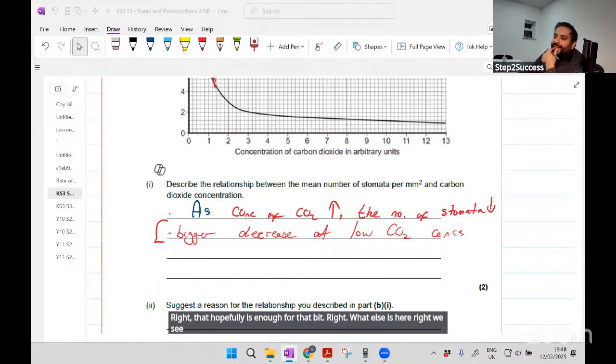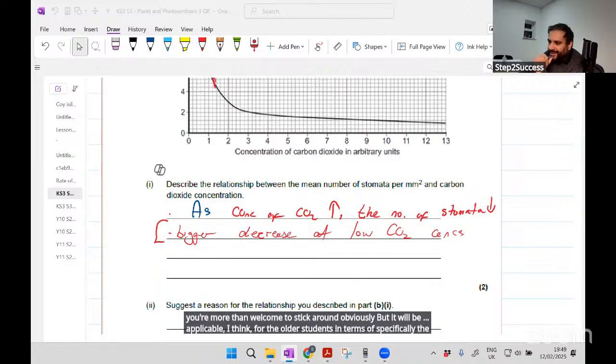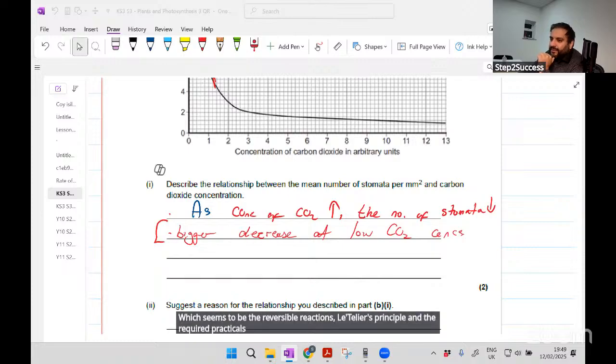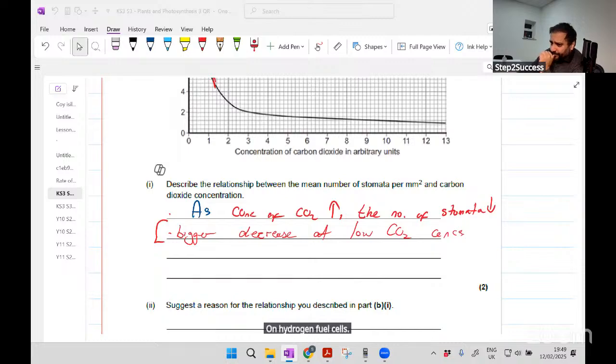Now, the next bit I'm going to do, if you're in year nine, you're more than welcome to stick around, obviously, but it will be more applicable for the older students in terms of the topics that have been requested, which seem to be the reversible reactions, Le Chatelier's principle, and the required practicals, which are things that you tend not to do until a bit later on, and hydrogen fuel cells. I'll start in the order that it was asked.